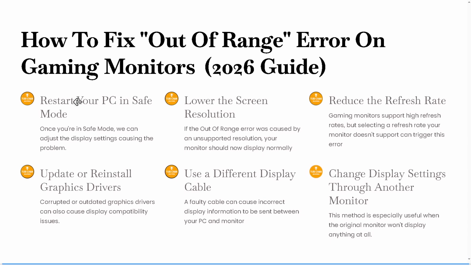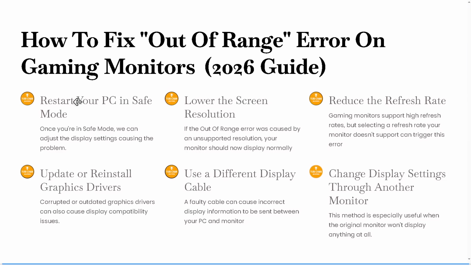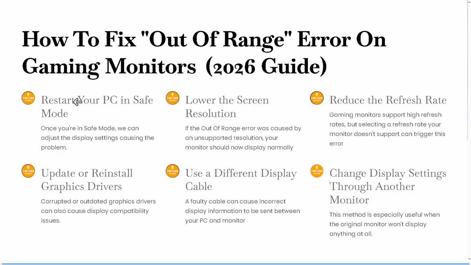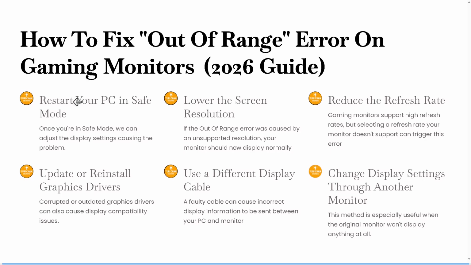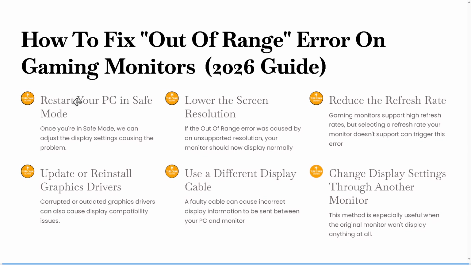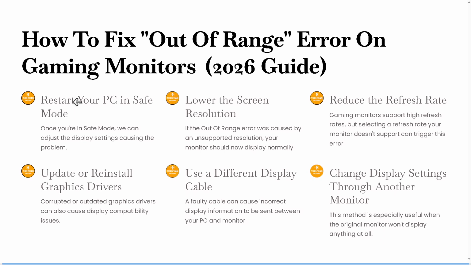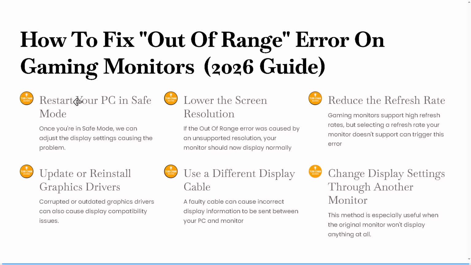So to do that, hold the power button to turn off your PC, turn it back on, and interrupt the boot process 3 times. Windows should automatically open the recovery environment. Select Troubleshoot, and then I want you to click Advanced options. Choose Startup Settings, click Restart, and I need you to press 4 or F4 to boot into safe mode. Once you're in safe mode, we can adjust the display settings causing the problem.